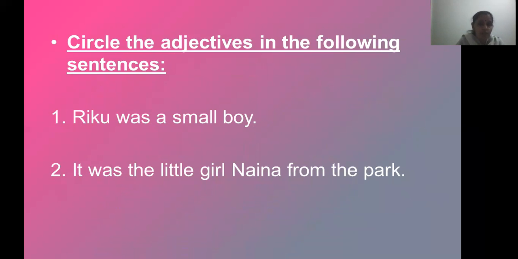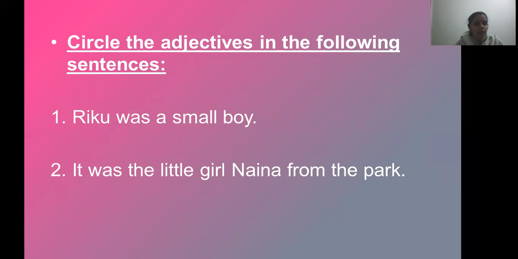Circle the adjectives in the following sentences. Okay, we all know what is an adjective. An adjective is a word that describes the noun, right? So let us see what are the adjectives in these sentences and circle them. The first sentence is: Riku was a small boy.